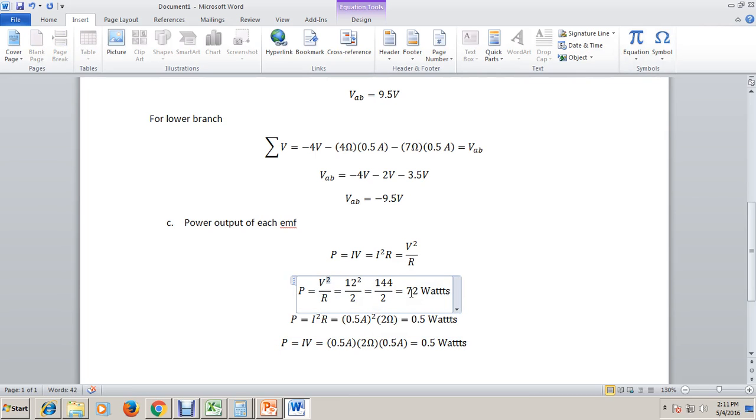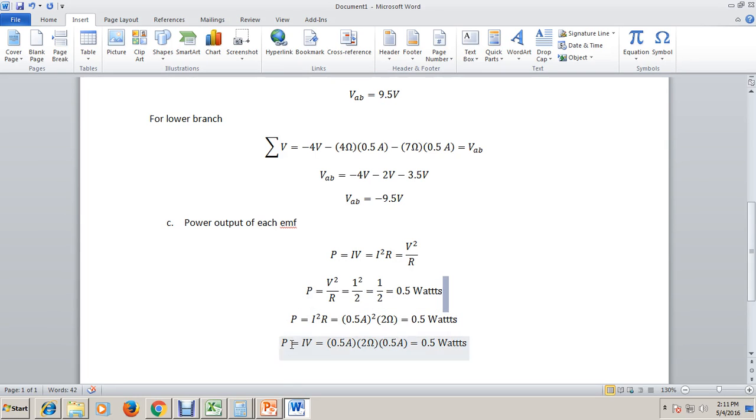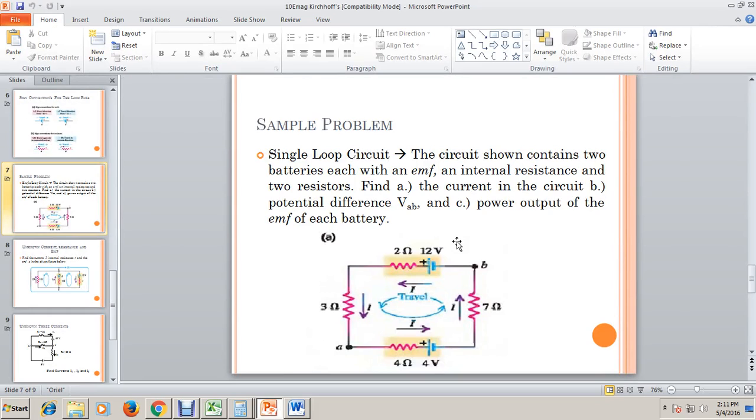Now as for this one, this is actually the voltage across the R resistor, which is given as 2 times 0.5. So this is 1 squared, and of course 1 squared is 1, or 1 half. So this becomes 0.5 watts. Now, in this computation, what you see here is we have computed the power output across the internal resistance R, the 2 ohm resistor.